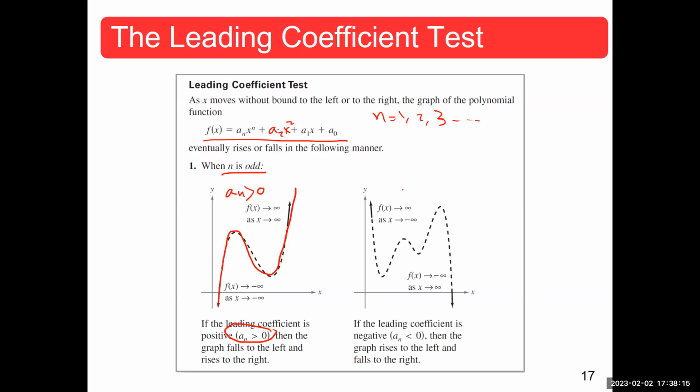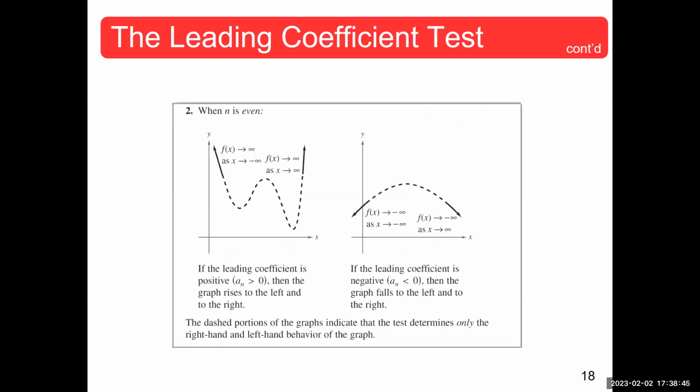And now, another possibility: n is still odd, and a_n is less than 0, negative. Then this point here becomes here, and we go like that, like this. So basically, it could be like this. It depends how complicated. Okay. For the even powers, n is even.